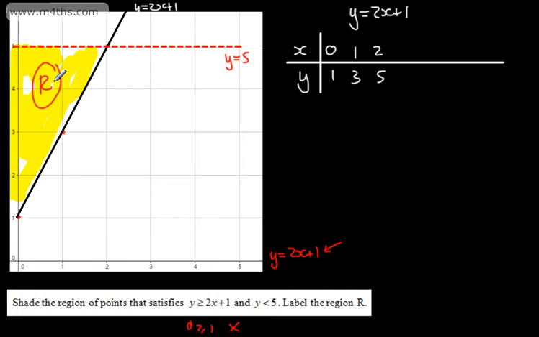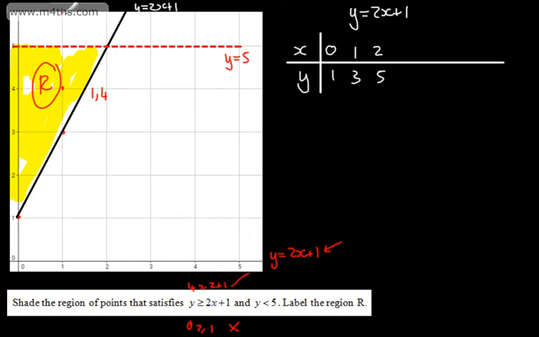Again, if you're unsure, just test the point. Test this point right here. This point has the coordinates 1, 4. Does that work? Well, if we look at it now, is 4 bigger than 2 lots of 1, which is 2, plus 1? Yes, it is. That works.